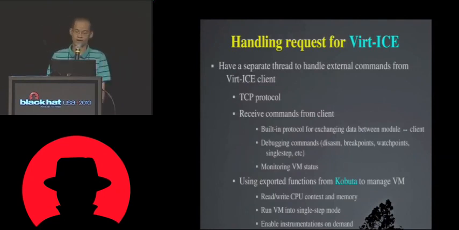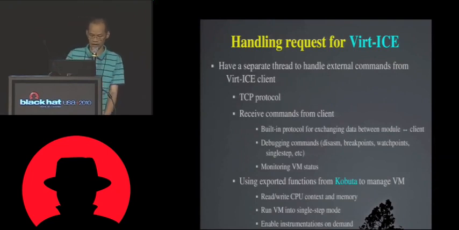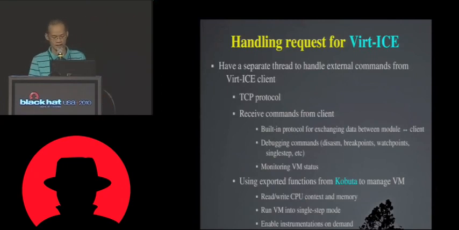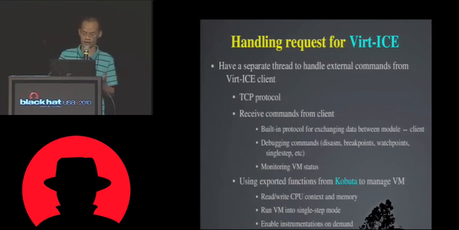To handle requests for the module, we have a separate thread to handle external commands sent from the Virt ICE client, and we use the TCP protocol. Through TCP, we receive commands from the client, which can be generic commands, debugging commands, or commands to monitor the virtual machine. And Virt ICE also uses exported functions from the core to manage the virtual machine: read and write to memory, CPU context, run in single step mode, or disable instrumentation on demand.